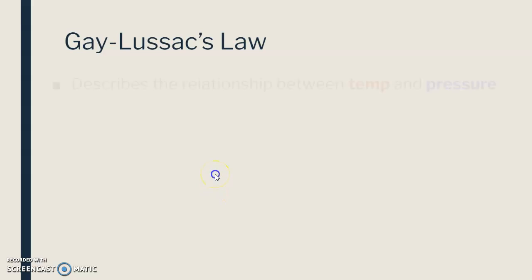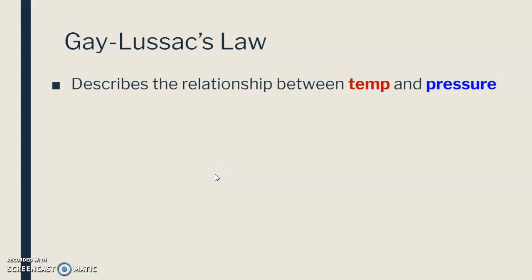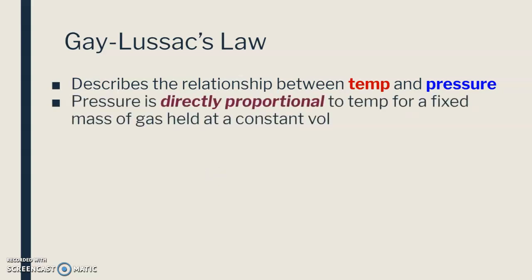Gay-Lussac's law is very similar to Charles's law, but it's looking at the relationship between temperature and pressure. We know that with Charles's law, we looked at temperature and volume, but in this case, the volume is actually being held constant. And so we're only looking at pressure and temperature. Now, just like in Charles's law, they're directly proportional to one another. So as you're increasing the temperature, the pressure will go up, or if you're increasing the pressure, the temperature will go up. And the opposite is also true. If you decrease one, then the other one also decreases.